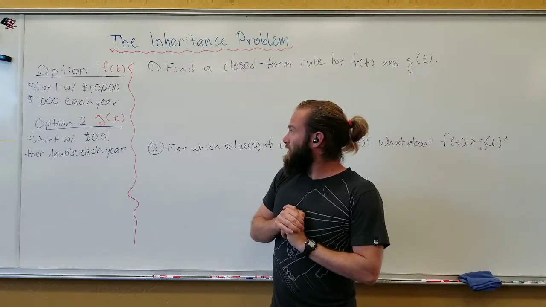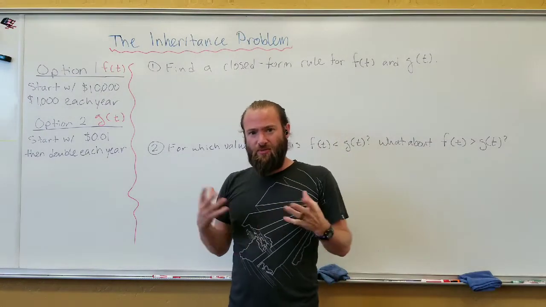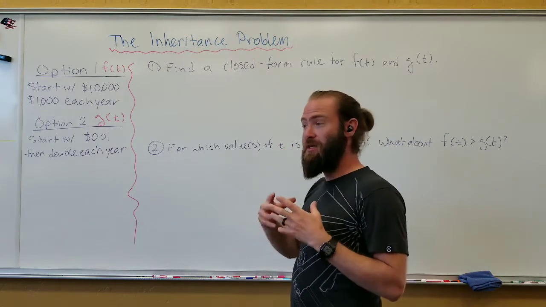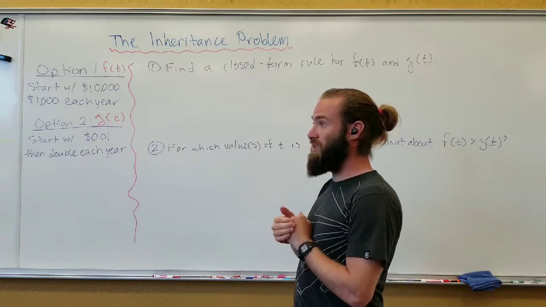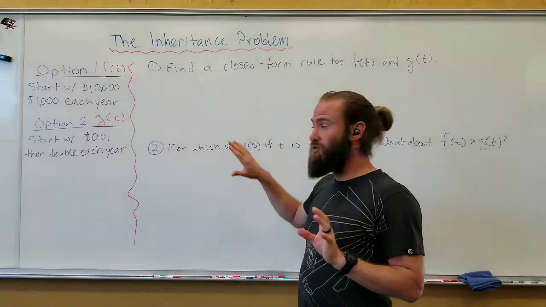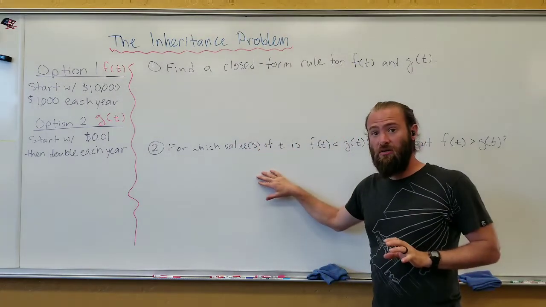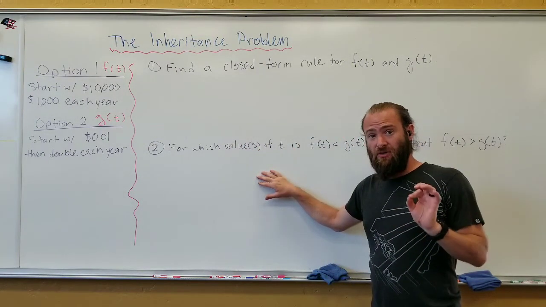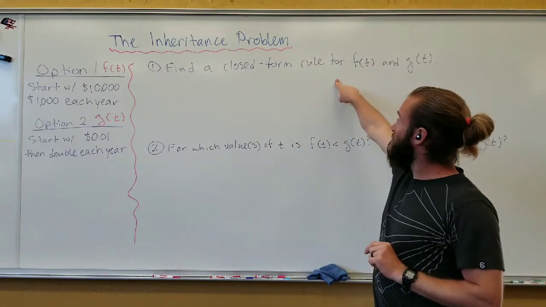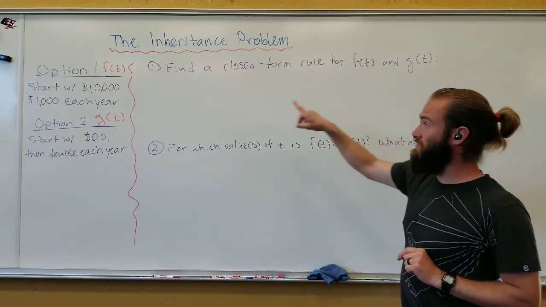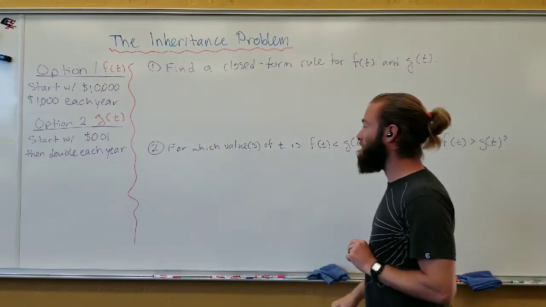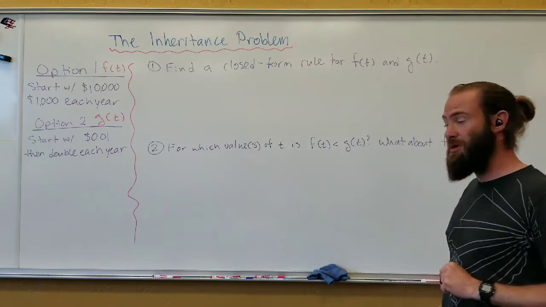And now I'm going to pose you a couple more questions to dive in deep and really try to actually answer this problem. And we're going to use a new concept that we're leading into with this problem after this, okay? I want you to do these two on your own first. So I'd like you to pause the video and find a closed form rule for f of t and g of t. And notice we're calling option one f of t and option two g of t. T for time, the number of years that pass.